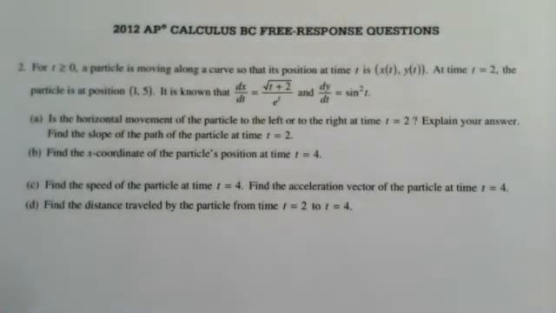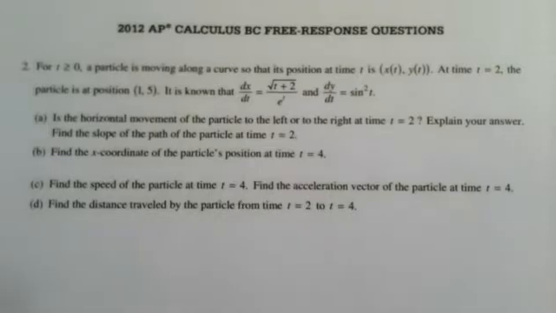For t greater than or equal to 0, a particle is moving along the curve so that its position is x of t, y of t. At t equals 2, the particle is at position (1, 5). That's position. And it's known that dx/dt is that and dy/dt is sine squared. Oops, good thing I am in radians. Is the particle, horizontally, so we're just messing with the x, moving to the left or to the right at time t equals 2? So I need to find out what dx/dt is.